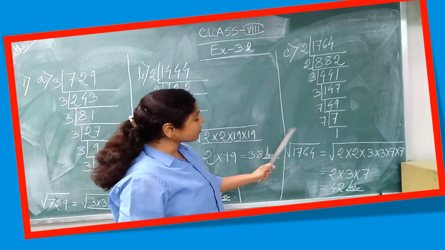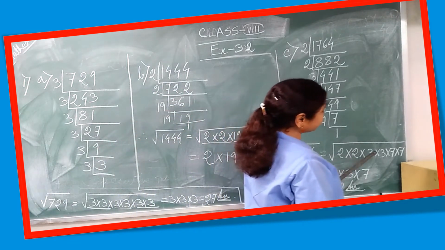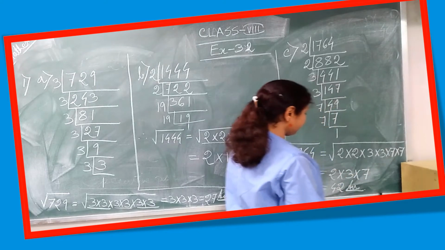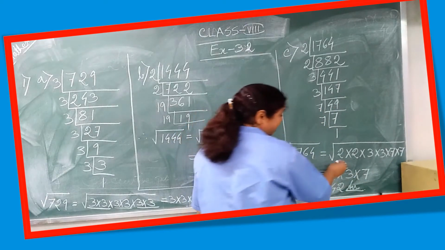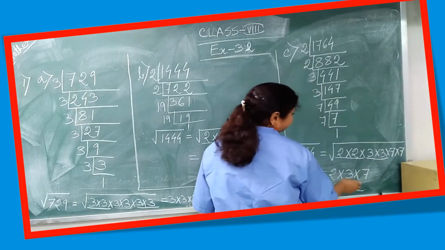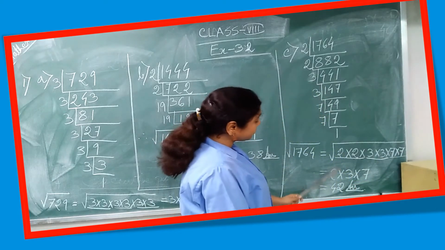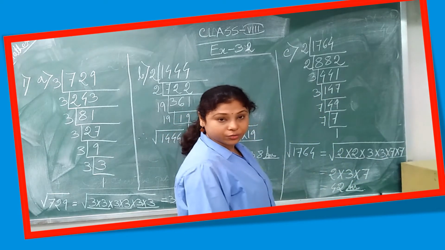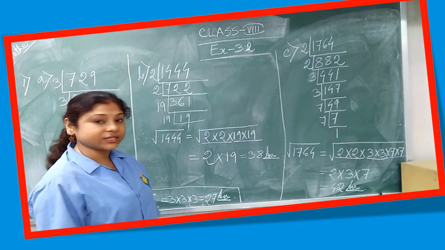So root over 1764 is equal to root over of 2 into 2 into 3 into 3 into 7 into 7. In the next step we will not give the root over sign. Instead of that, instead of 2 2 we will write 1 2. Instead of 2 3 we will write 1 3. Instead of 2 7 we will write 1 7. So it will come 3 2s are 6, 6 7s are 42. So 42 is the root over of the 1764, and this is the answer.